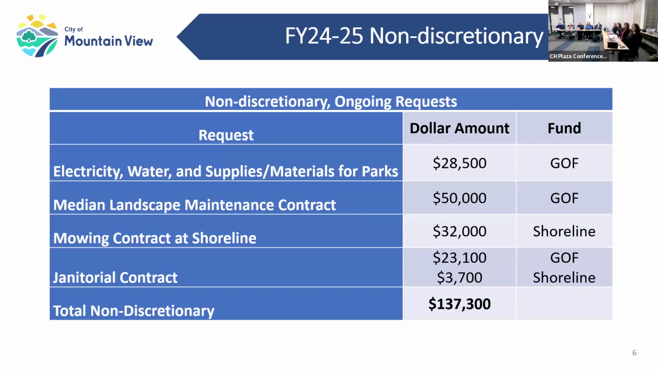And then last non-discretionary request is an increase to our janitorial contract. So we use a janitorial contractor to service our facilities on a regular basis, as well as some increased service when we have special events. So this request is just to pay for annual increases to our contractor rates for that.